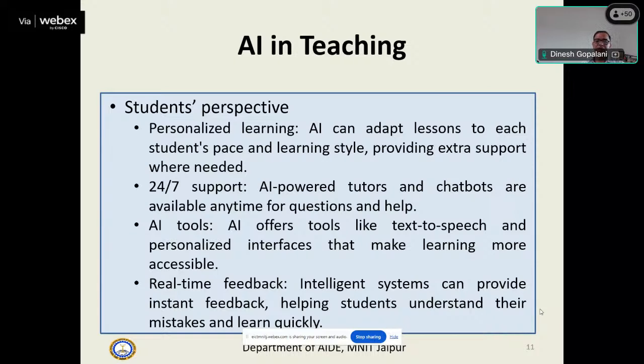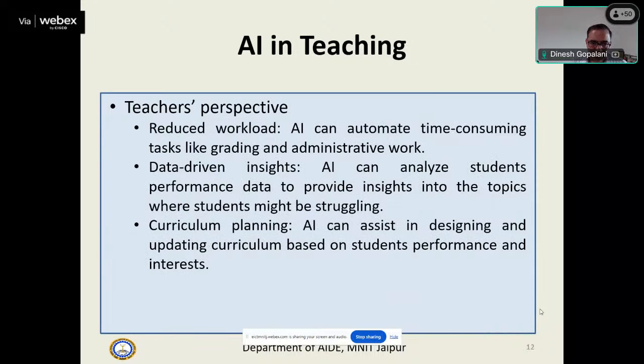And then you get real time feedback also. So many of the AI-based systems can provide you instant feedback, and students can benefit. They can understand what mistakes they have done on time. So all these things are in favor of this, and that's the student's perspective.